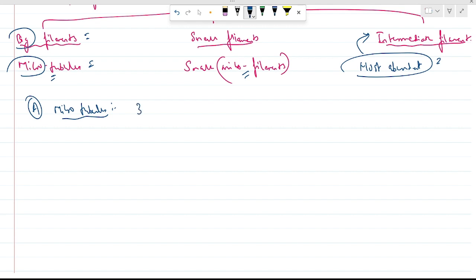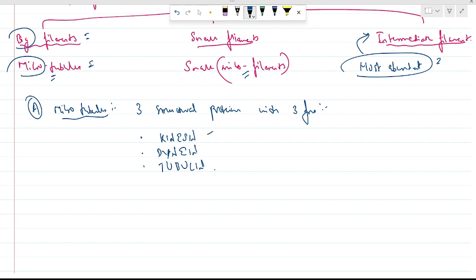Microtubules are three structural proteins with three functions. What are the structural proteins? The first is kinesin. The second one is dynein. The third one is tubulin. Three structural proteins are kinesin, dynein and tubulin.